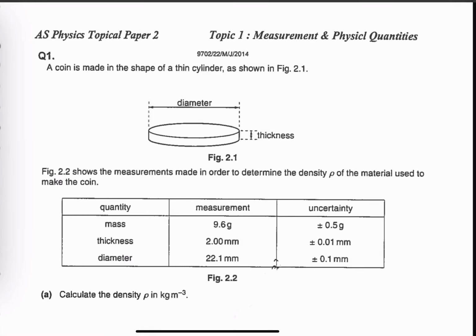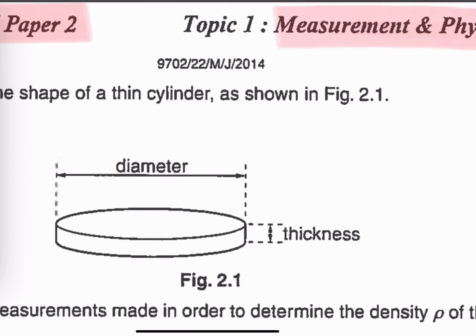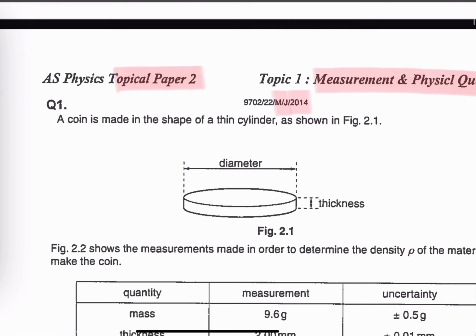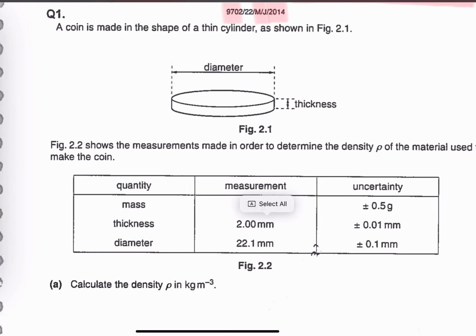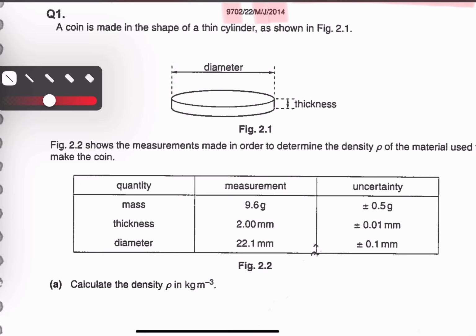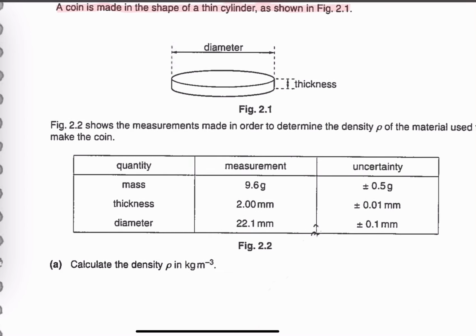We are going to solve topical past paper questions of Paper 2, topic measurements and physical quantities. It's a past paper question of the 2014 May/June series. Course code is 9702. Starting with the first question: a coin is made in the shape of a thin cylinder as shown in the figure. This is the figure; its thickness is given, its diameter is given.